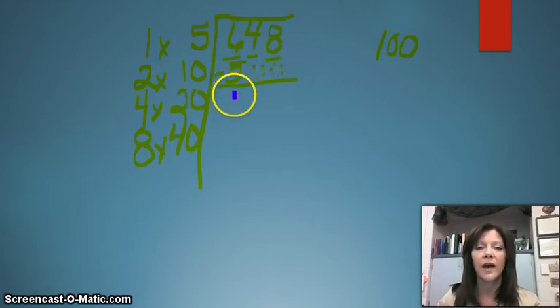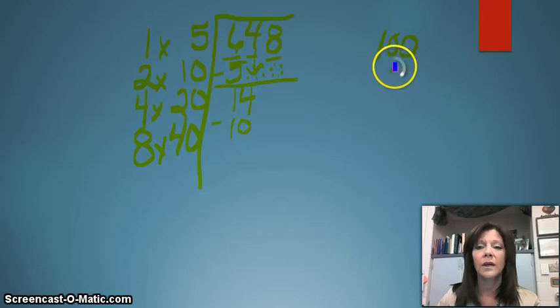6 minus 5 is 1. And remember, when we bring down numbers in division, we only bring down one at a time. So now we just bring down the 4. We look again here at our numbers that we doubled. Which number is closest to this 14 without going over? Well, when you notice it, it's going to be the 10. So we are going to subtract the 10. Which of these numbers correlates with the 10? Well, that number is the 2.